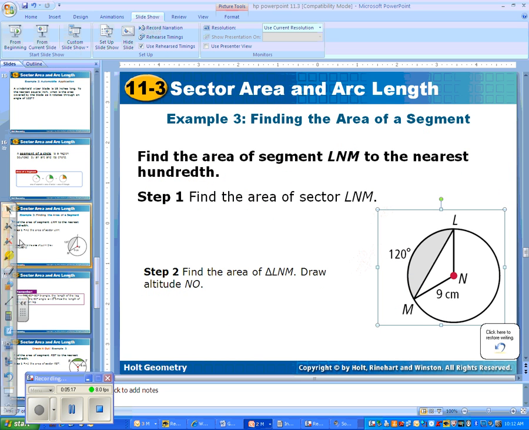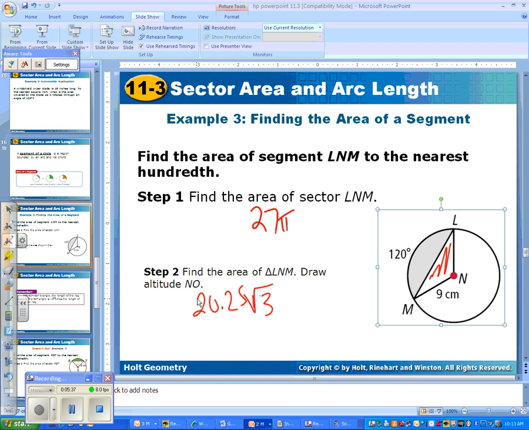Okay, so just to recap, the first thing we did was find the area of the whole sector, this whole thing, and that came out to be 27 pi. The second step, that was the hardest step, we used a 30, 60, 90 triangle, and we found that the area of this triangle was 20.25 radical 3. The last thing you get to do is you take the area of the whole thing, 27 pi, and you take the area of that triangle and you subtract them. And depending on what your calculator is like, you can put this all into your calculator in one simple turn. You don't have to press any equal signs or close any brackets.